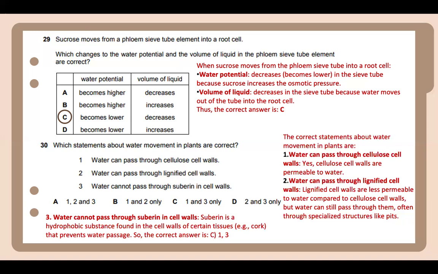Lignified cell walls are less permeable to water compared to cellulose cell walls, but water can still pass through them, often through specialized structures like pits. Statement 3, water cannot pass through suberin in the cell wall. Suberin is a hydrophobic substance found in the cell wall of certain tissues, for example cork, that prevents water passage. So the correct answer is statement 1 and statement 3.